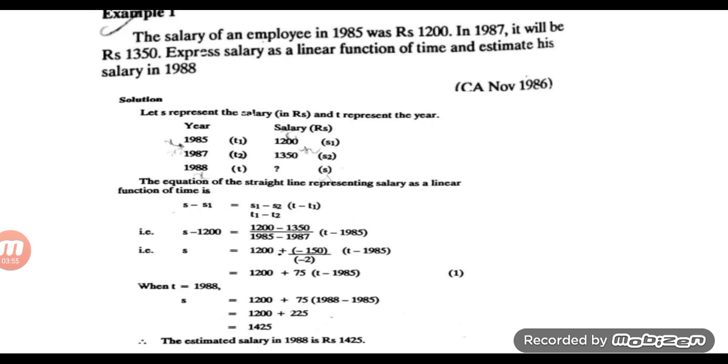If we substitute the year, we can calculate the salary easily. Here they have asked only for the year 1988. So I am going to apply the t value as 1988 minus 1985. If I simplify it, I will get the answer 1425. Therefore, the estimated salary in the year 1988 is 1425 rupees.